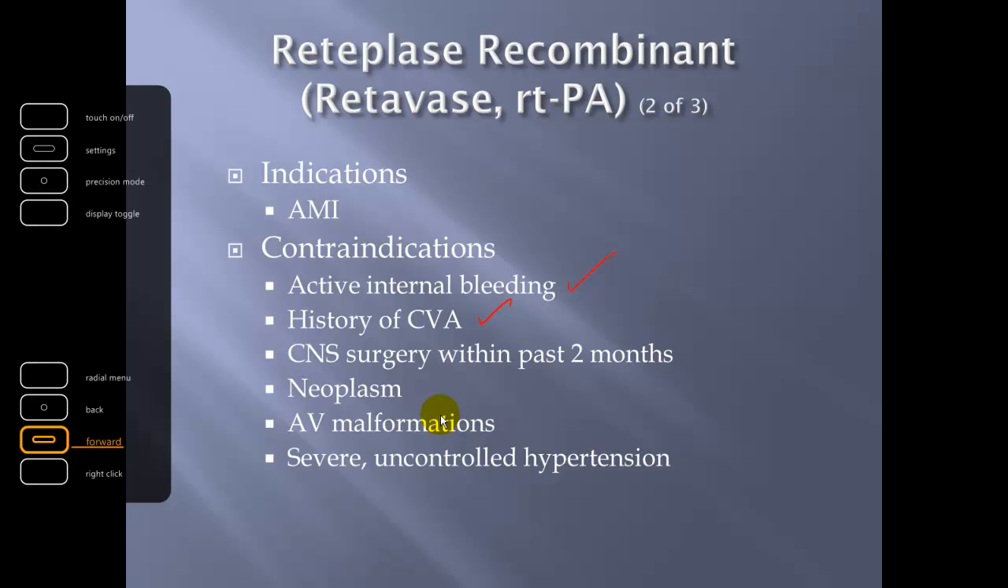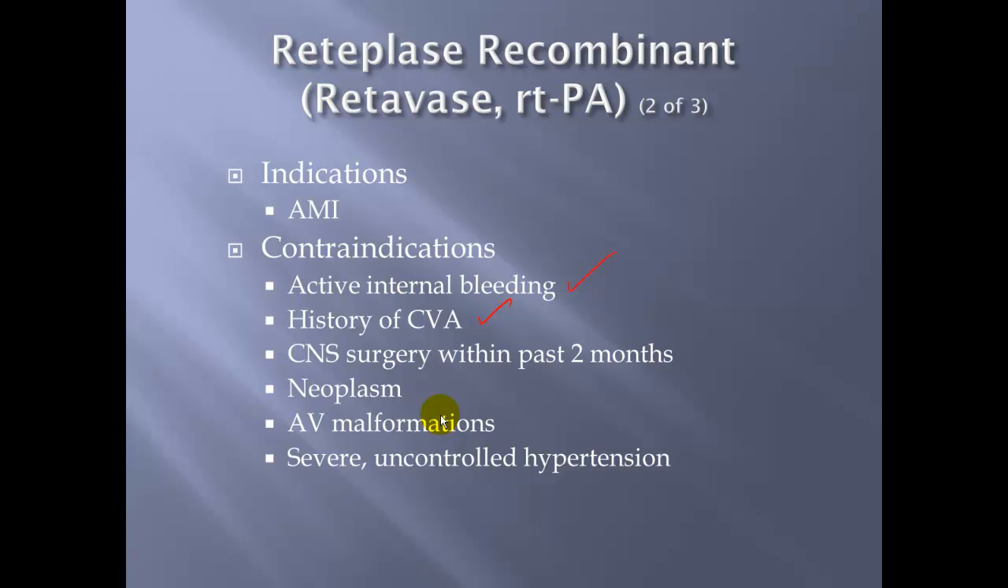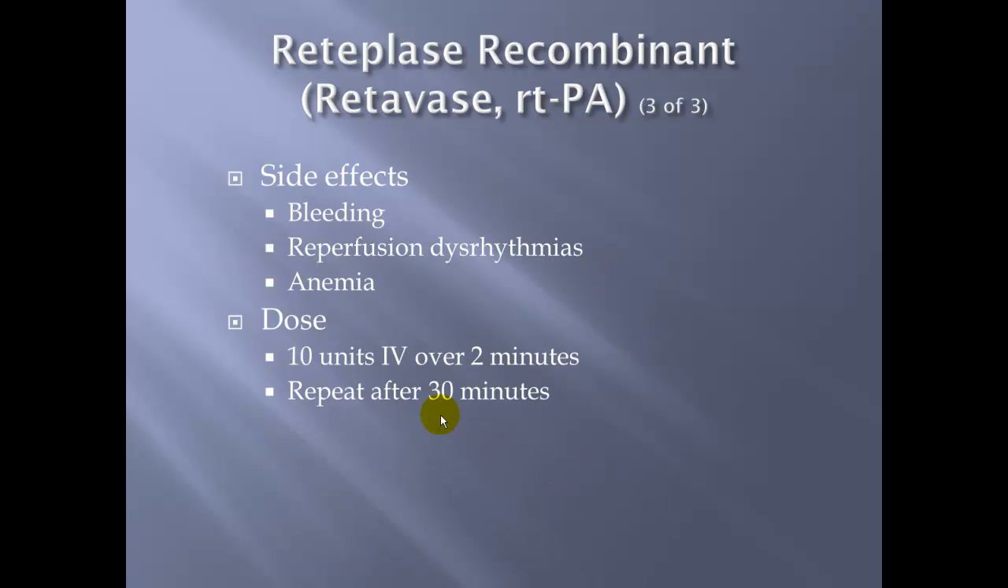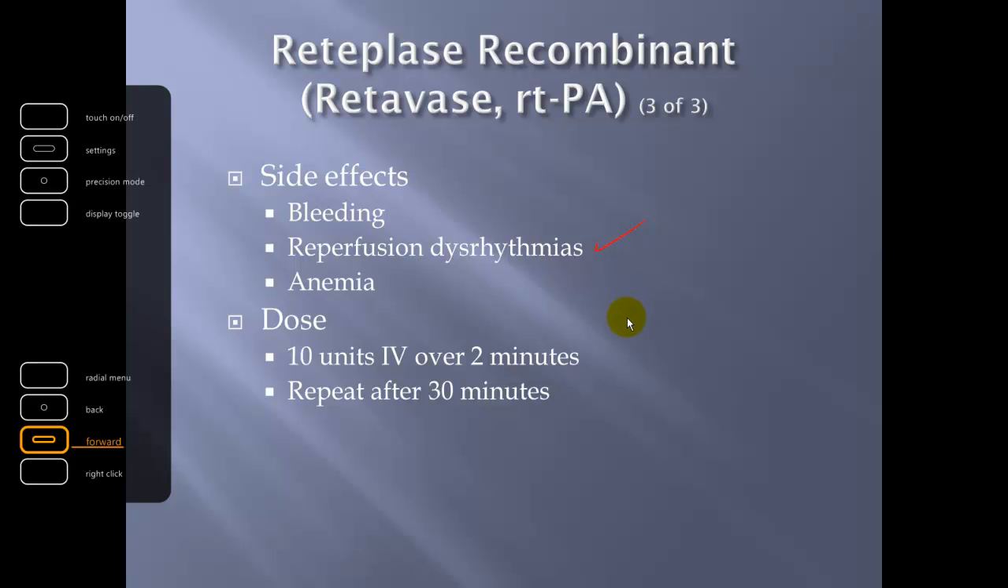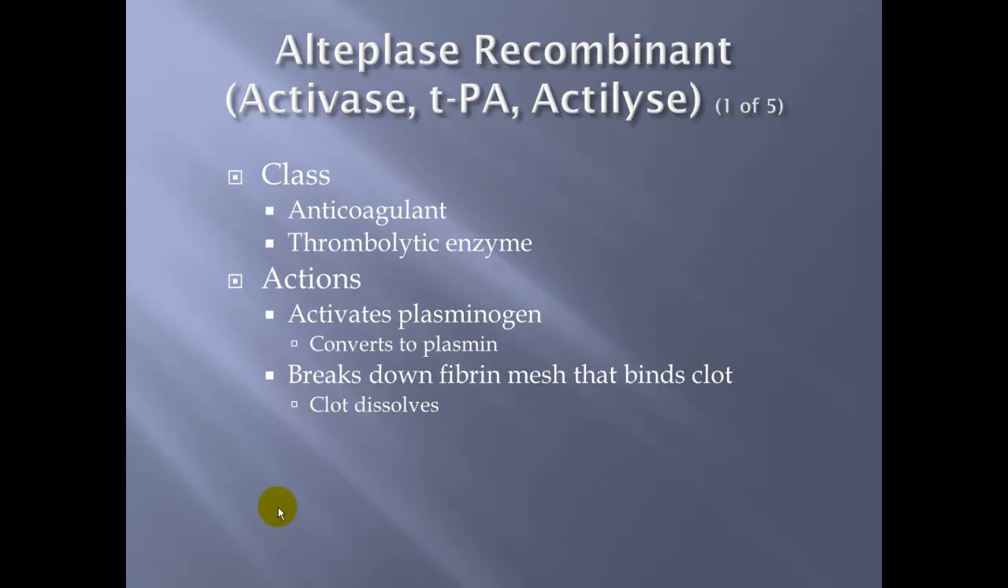If you start a bleed, which people bleed all the time, it's just that our body and our clotting factor kind of comes to the rescue. And the person that we give this Retavase to, it will not be able to come to the rescue. Side effects: bleeding, reperfusion dysrhythmias. This occurs for the same reason, giving the heart a big breath of air. Anemia. Dose on this is going to be 10 units IV over 2 minutes, and then repeat after 30 minutes. You should expect to see reperfusion dysrhythmias in the AMI case.